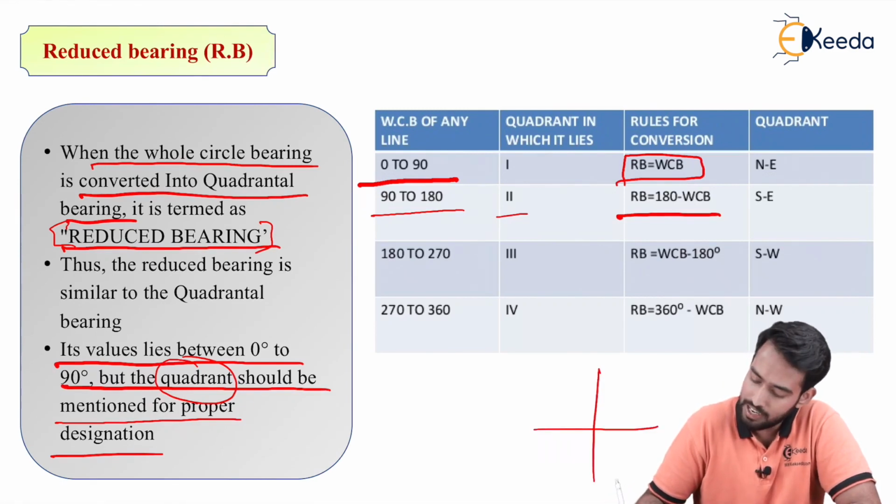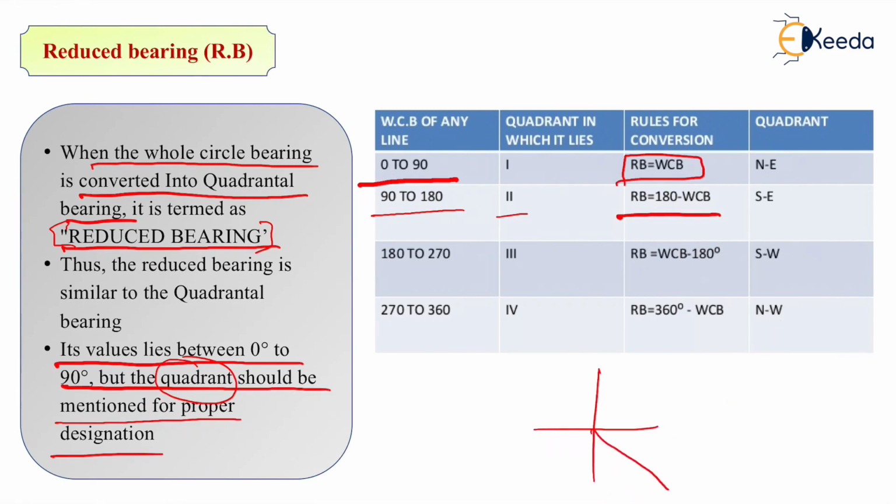For your better understanding, if the whole circle bearing of this line is given and we have to find out RB, RB will be calculated with respect to the south line because south is nearest. So total is 180 and subtracting WCB will get what? RB. So from 180 we have to subtract WCB to get RB. This rule is written over here.